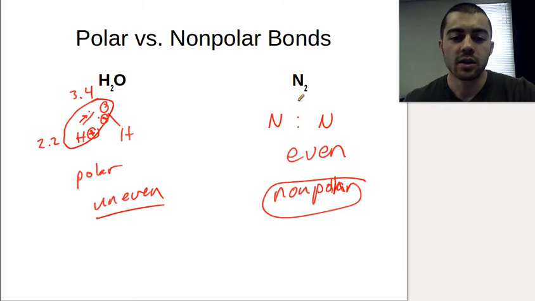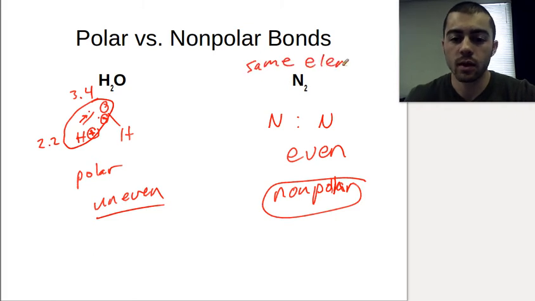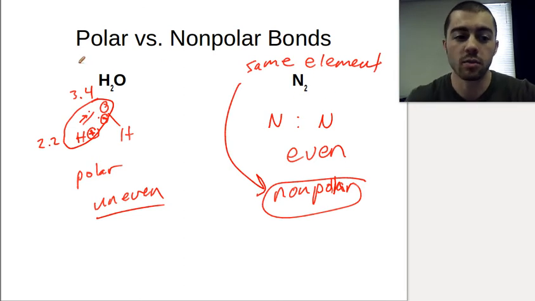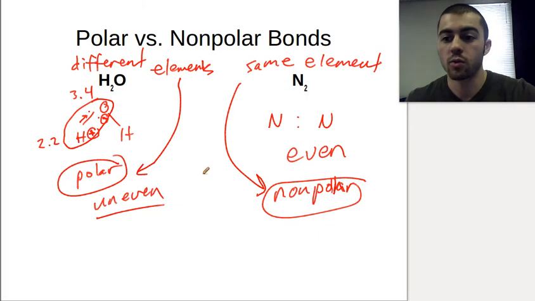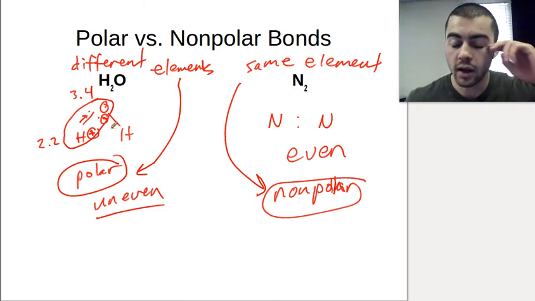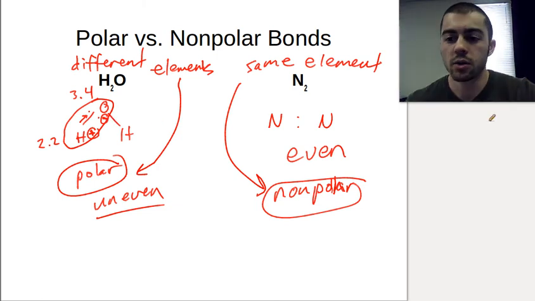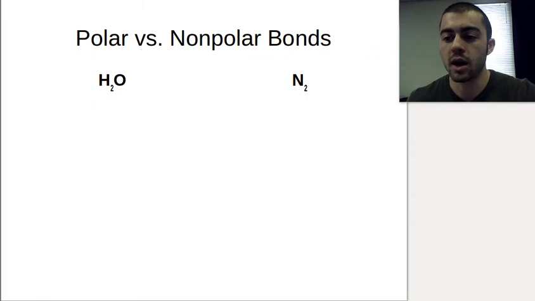So basically, if we have two of the same element, that's going to make a nonpolar bond because the same element is going to have the same electronegativity. But if we have two different elements, that's going to make a polar bond because we have uneven sharing. The electrons are going to be more towards one side of the bond, and that's going to give us a negative end and a positive end of that bond. So to sum up polarity of bonds, if you have two of the same element, it's going to be nonpolar. If you have two different elements, that will make it polar.